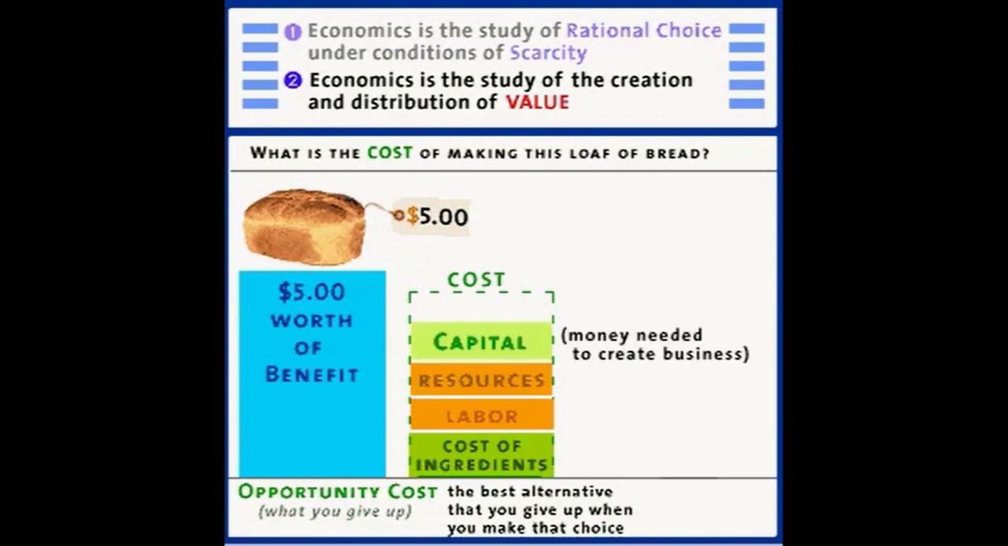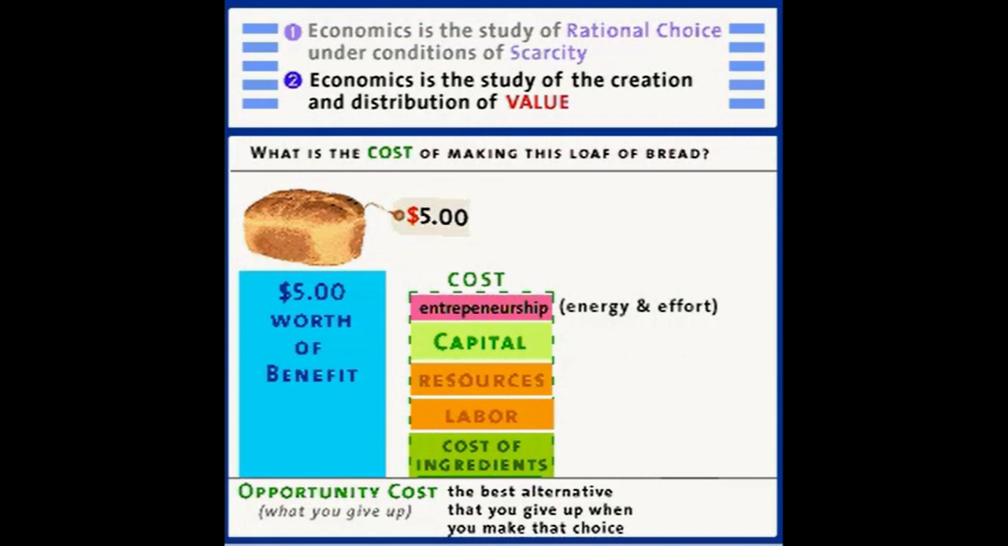I could have peace of mind rather than being worried about whether my business is going to succeed. I could use my talent making art or writing stories instead of running a business. So entrepreneurship also has an opportunity cost. If you add up the opportunity costs of all the resources that are used in the production of bread, you have the opportunity cost of the production of bread. If you subtract the opportunity cost from the benefits of the loaf of bread that you're creating, you have the economic value of that bread.